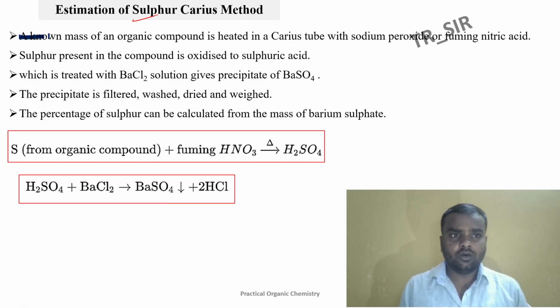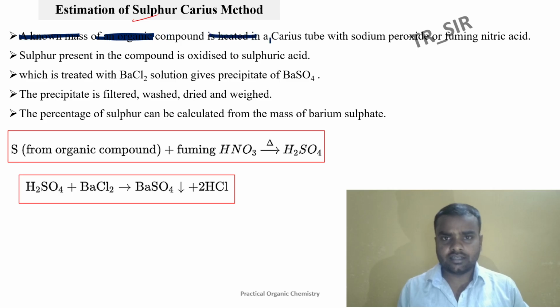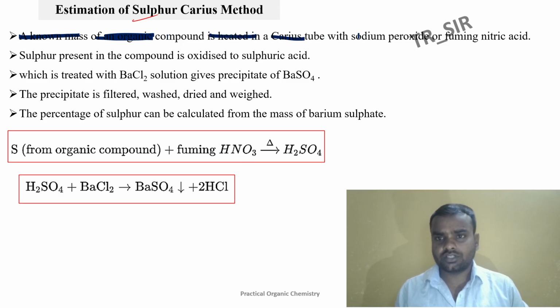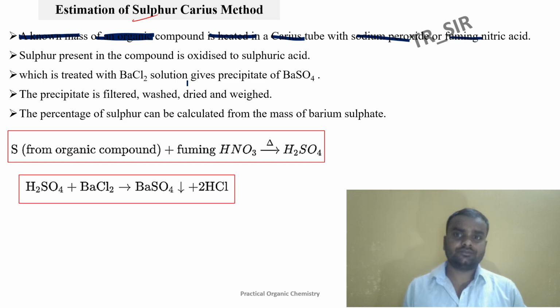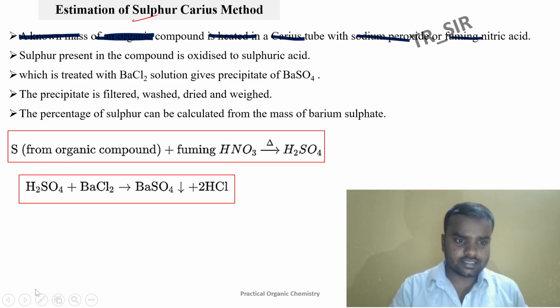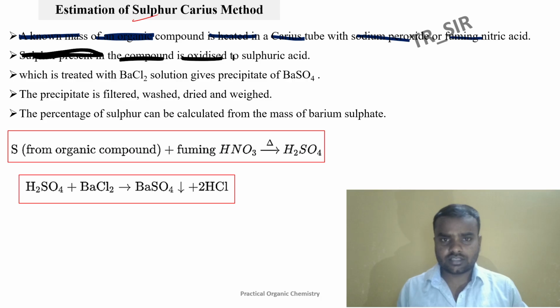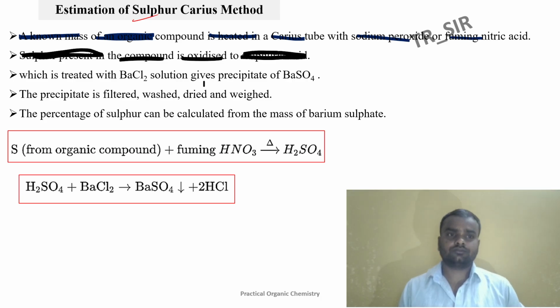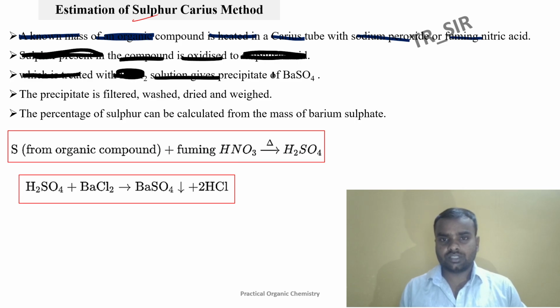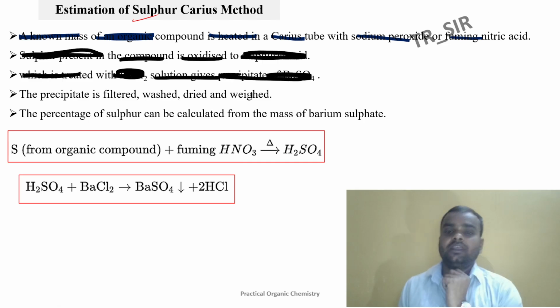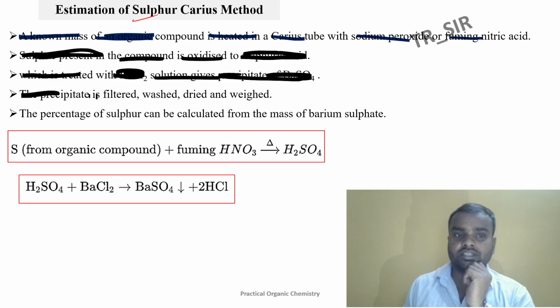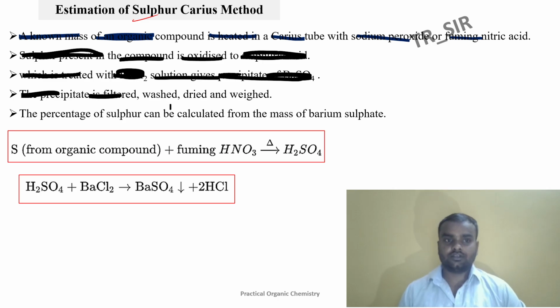Let us see here. A known mass of organic compound is heated in a Carius tube with sodium peroxide or fuming nitric acid. Now, with that, what happened? Sulfur present in the compound is oxidized to sulfuric acid first, which is then treated with barium chloride solution and gives a precipitate of BaSO4. From the BaSO4, we will find out the percentage of sulfur.